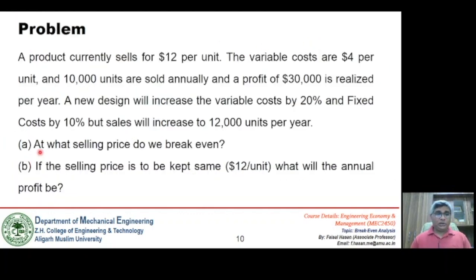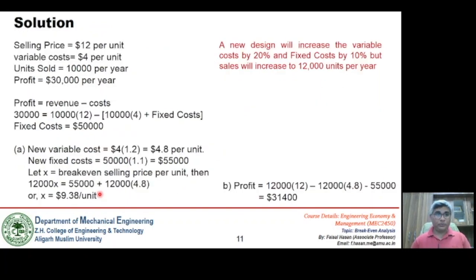So what is being asked? At what selling price do we break even? That is part 1. If the selling price is to be kept the same, that is $12 per unit, what will the annual profit be? Let us see how we can apply what we have discussed while solving this problem. These are the input information which is given.